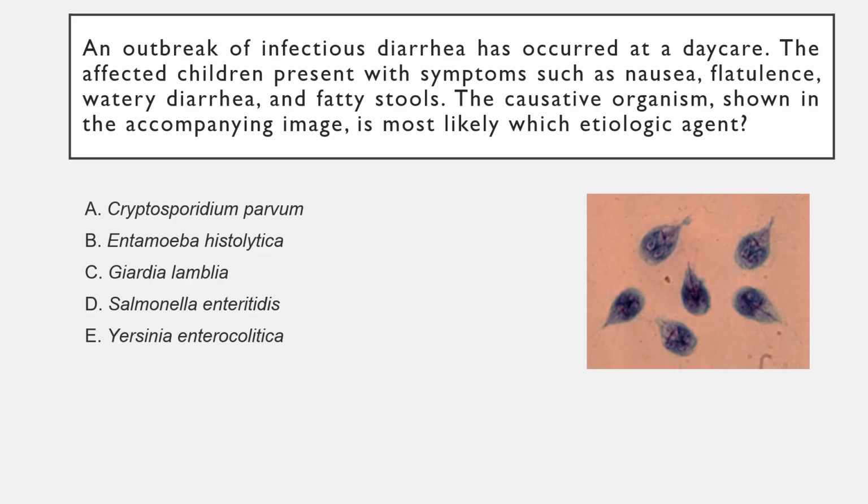An outbreak of infectious diarrhea has occurred at a daycare. The affected children present with symptoms such as nausea, flatulence, watery diarrhea, and fatty stools. The causative organism shown in the accompanying image is most likely which etiologic agent?